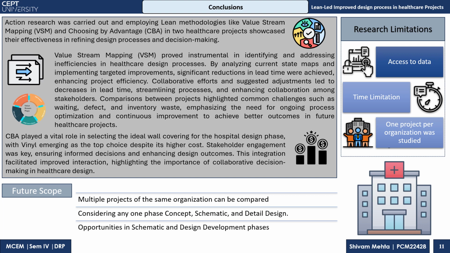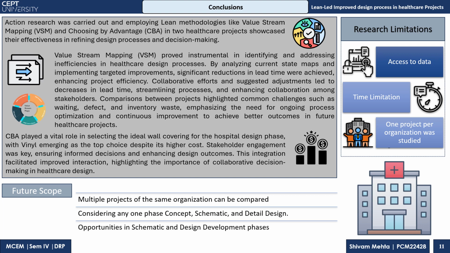So CBA played a very vital role in selecting the ideal wall covering for the hospital design process, with vinyl emerging as a top choice despite its cost being a little higher. Stakeholder engagement was key, ensuring informed decisions and enhanced decision outcomes. This integration improved interaction, highlighting the importance of collaborative decision making in healthcare design.